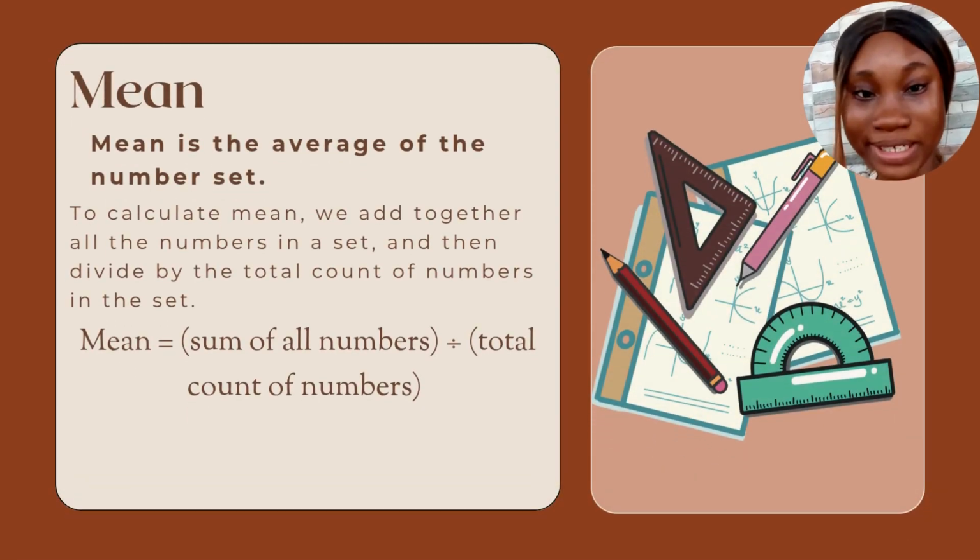So let's look at the mean. Now the mean is the average of a number set. Remember that we said a number set is a collection of numbers, a group of numbers. So the mean is the average of a number set. How do you find the mean? You're going to be given different numbers. That's a number set. What you do is add those numbers together, then divide it by how many numbers make up the number set. For example, let's look at a quick example.